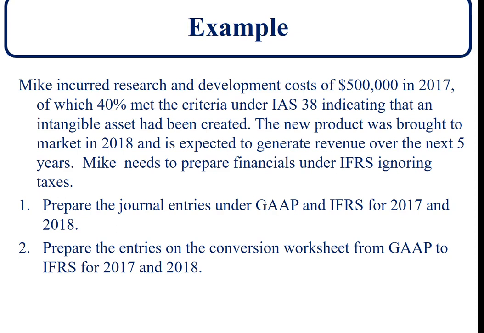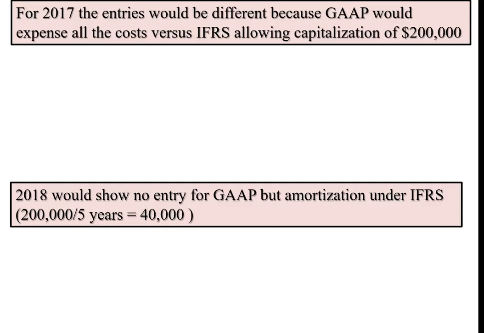So what we're going to do is first look at the journal entries under GAAP and the international standard for 2017 and 2018, and then what are the entries for the conversion worksheet when you go from GAAP to the international standard for those years. For 2017, the entries would be different because GAAP would expense all the costs versus the international standard, which would allow the capitalization of the $200,000 as an intangible asset.